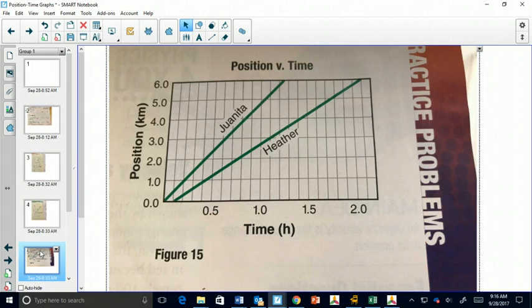Because actually, once they get up here, they've both reached 6 kilometers away from the origin. So once they get here, they're actually in the same position. Okay, this Juanita went faster, certainly, right? And you know that because it took her less time to get to 6 kilometers, right? That's the key I wanted you all to see. Heather started later, right?